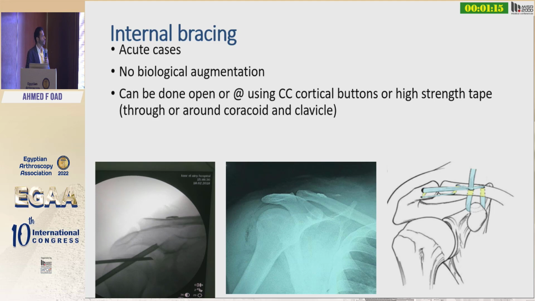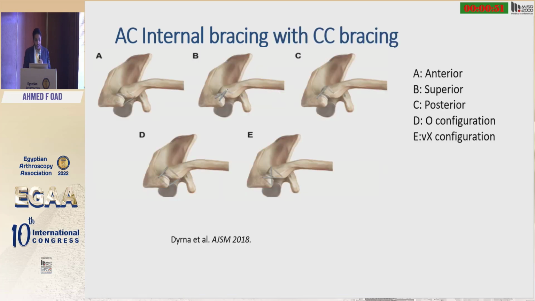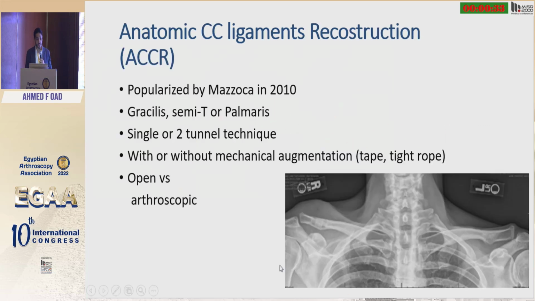Internal bracing can be done whether open or arthroscopic, usually in the acute cases when no biological augmentation is done. Here, as we see, the reduction is done by 2 button devices with high-strength tape in between, or, on the picture on the right, open tape with also bracing of the AC joint capsule. The AC joint capsule is very important for the horizontal instability, especially as discussed with the dynamic form, and there have been several patterns described to brace the AC joint with tape and anchors.